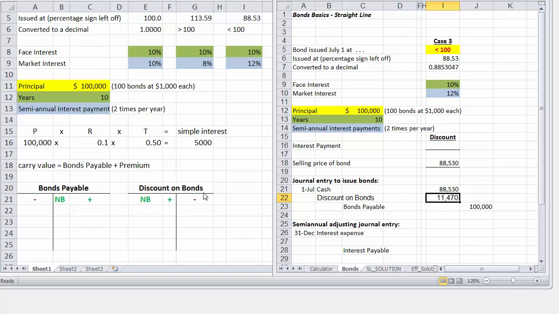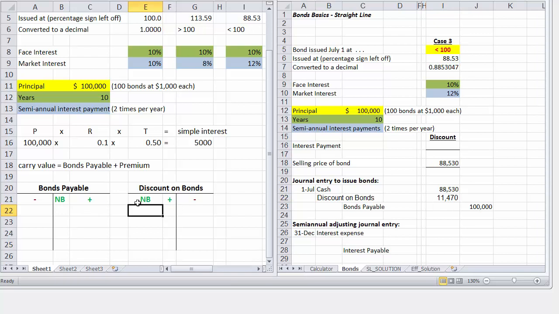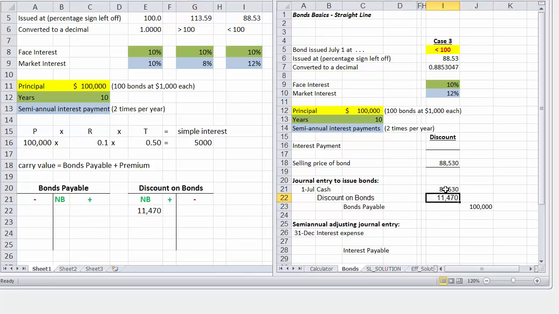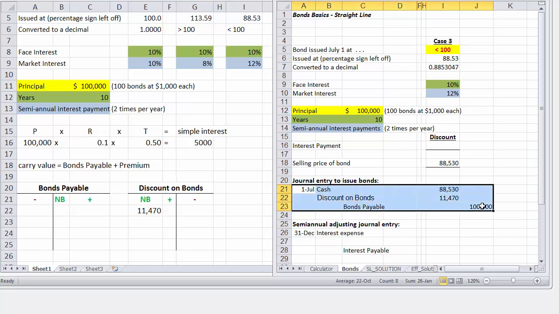Now the discount on bonds is a contra account. It's a contra liability. So the normal balance would actually be debit since it's offset against the bonds payable account that has a normal balance of credit. So that $11,470 would be the amount that we would post to the discount on bonds, and if we want to decrease it, we would have to actually credit it. So this will be our full journal entry on the date of issuance of the bond at a discount.